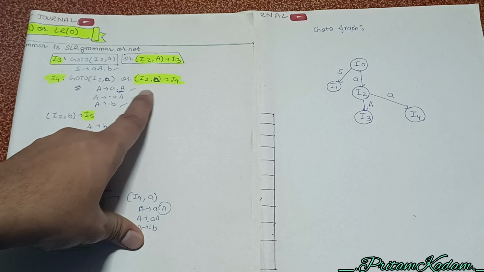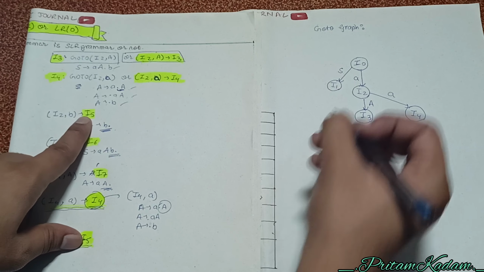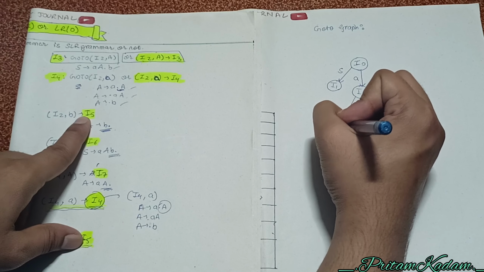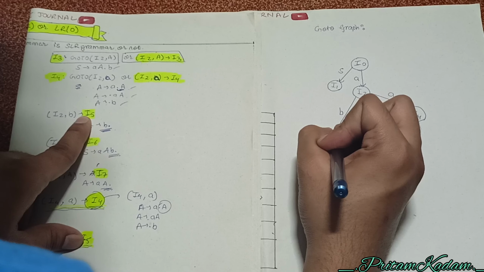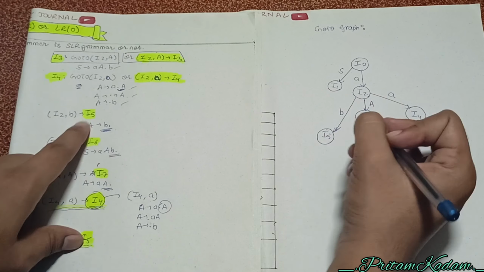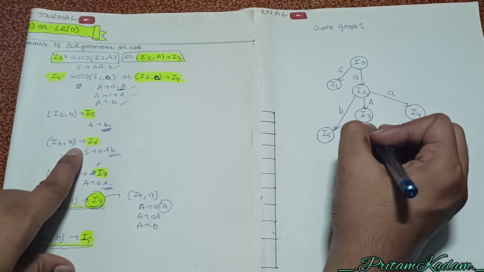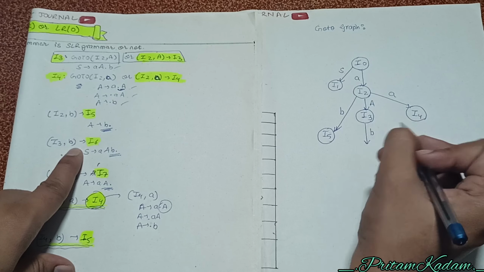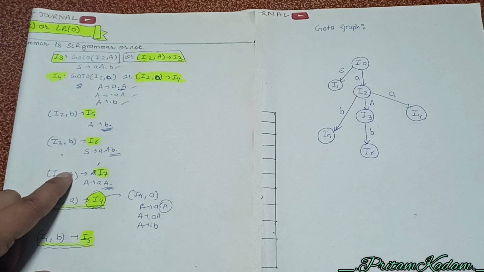Now we have the I5 state. Source was I2, transition label was small b. So from here arrow, then small b transition label, and destination will be I5. Okay, we can make this any way possible, but you just have to understand that you will have the source, then the transition label, and then the destination.